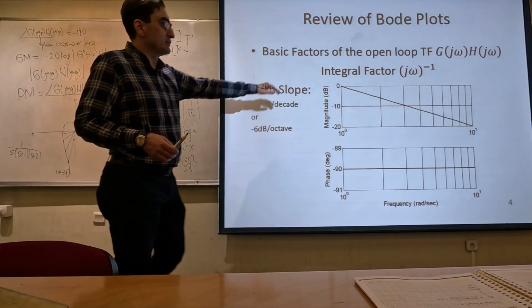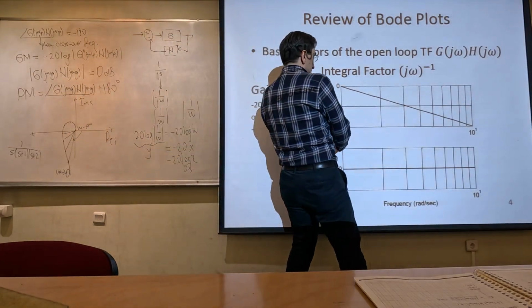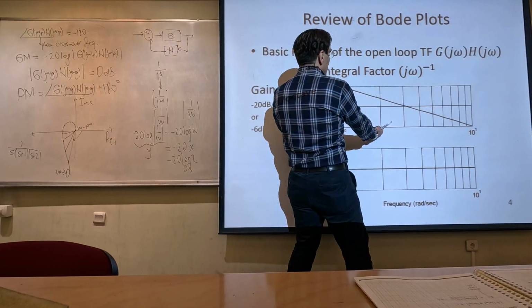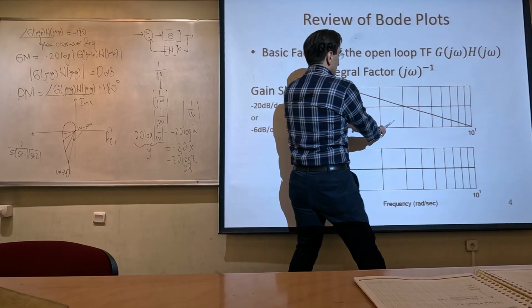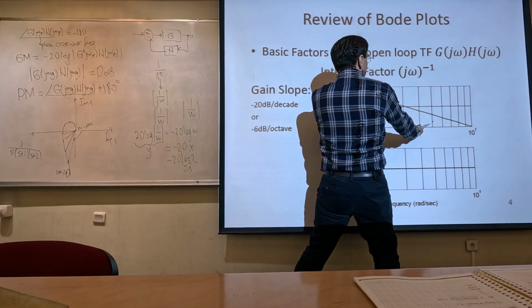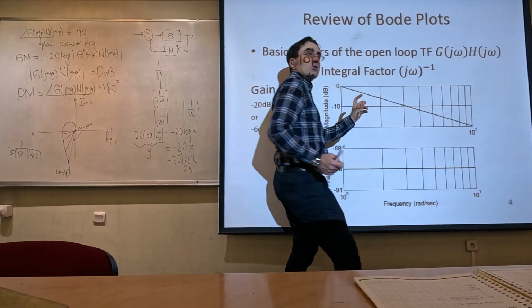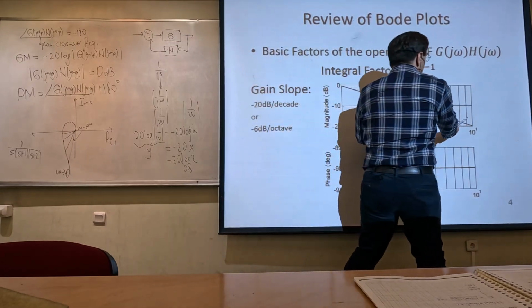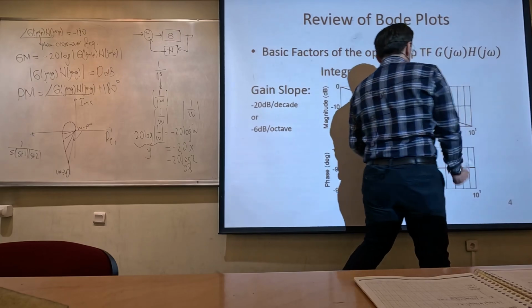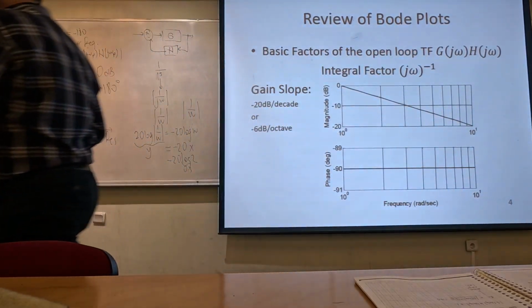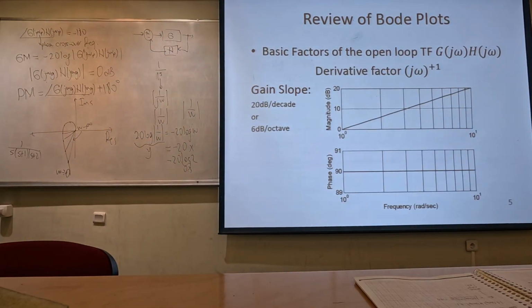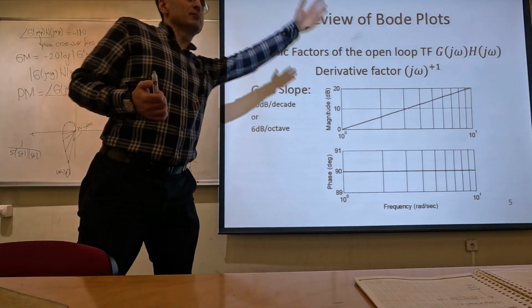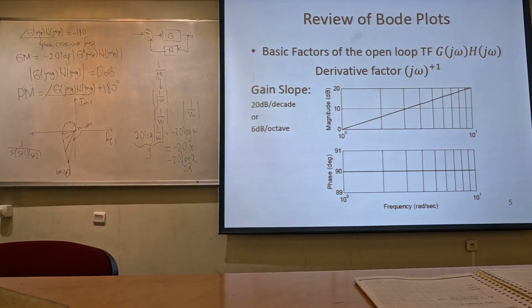Okay, so here this decrease is from 1 to 2, you have 6 dB decrease. From 2 to 4, you have again 6 dB decrease. Okay, so from 4 to 8, you have again 6 dB decrease. So for the derivative factor, you have the same thing, but in this case, the slope would become positive.